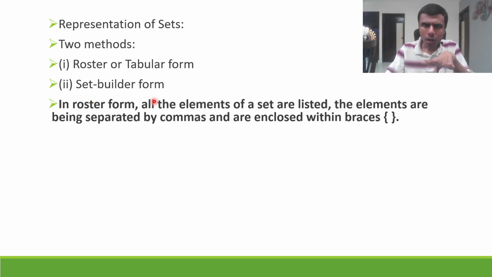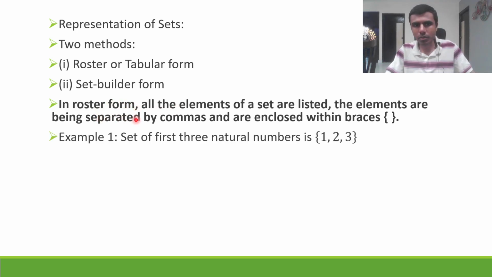In roster form, all the elements of a set are listed. The elements are being separated by commas and are enclosed within braces. Now you already know how to represent a set, and the general way which we use is roster form or tabular form. Like the set of first three natural numbers is 1, 2, 3.